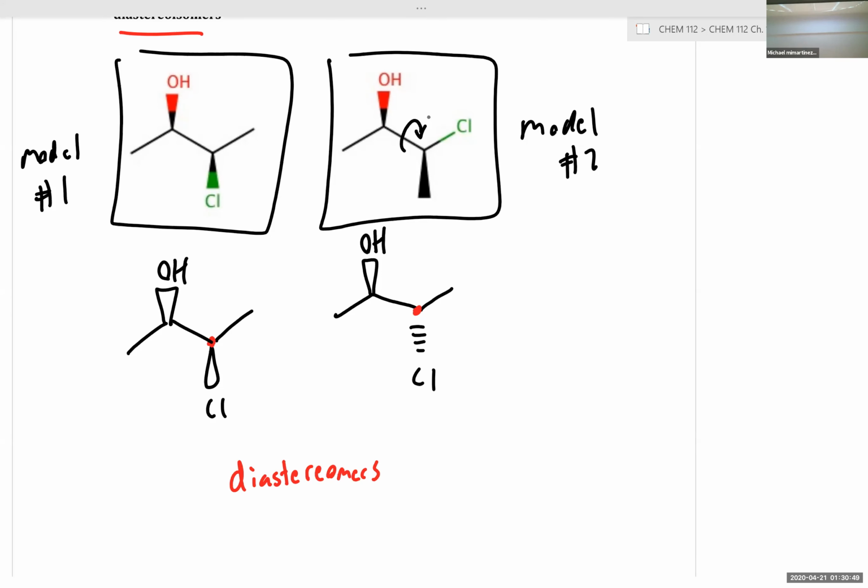So if we compare it to our original structure, which I'll show you a model kit of right now, if we compare it to our original structure on the left, we see very clearly that the chlorine in our structure on the left was pointing out of the page. Because this stereocenter was flipped, we conclude that we have diastereomers. Does that make sense?